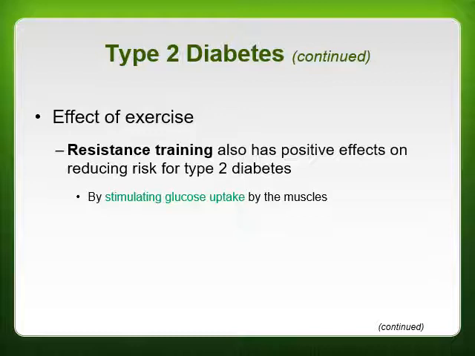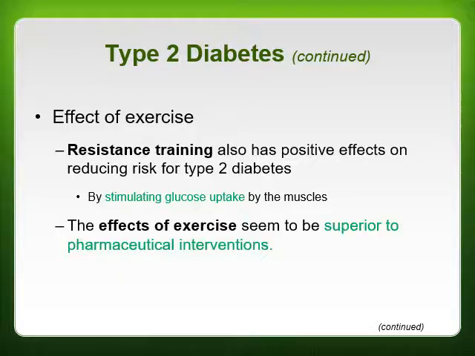Resistance training also has a couple of positive effects. It, again, stimulates that glucose uptake by the muscles. The effects of exercise seem to have actually better outcomes than the medicines that people take. Now, yes, it requires more work, which is why I suppose medication is more popular, but the effects do generally seem to be better when someone exercises versus when they take some kind of drug to help manipulate their biochemistry.